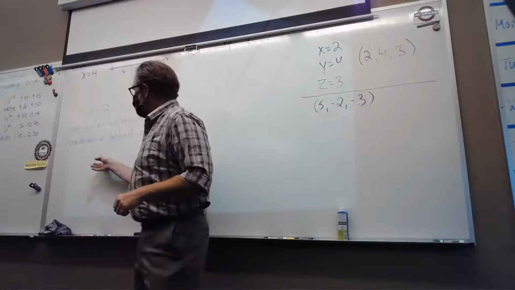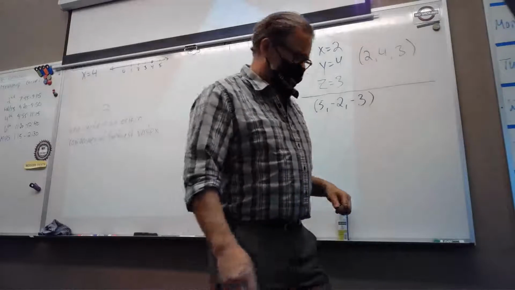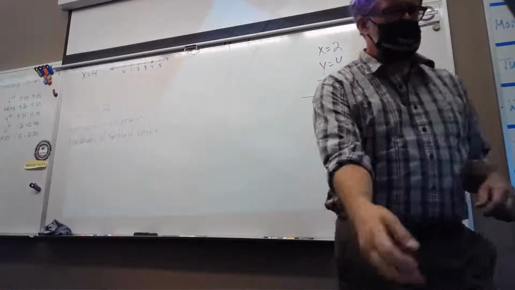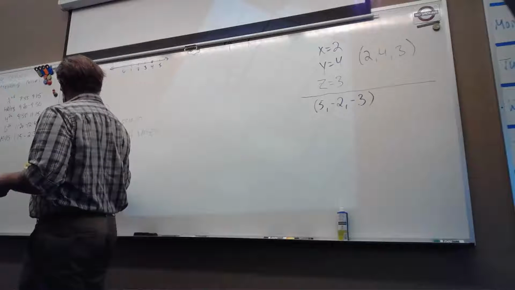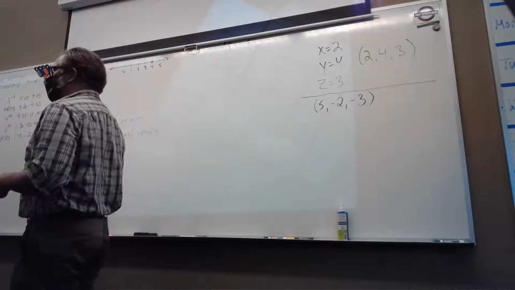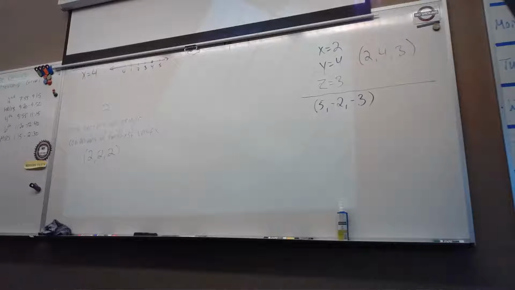Jalen, where's the vertex furthest from the origin? Jalen says 2, 2, 2. Do we agree with that? Yeah, because you've got to go 2 in the X and 2 in the Y and then 2 in the Z to get to that furthest corner.